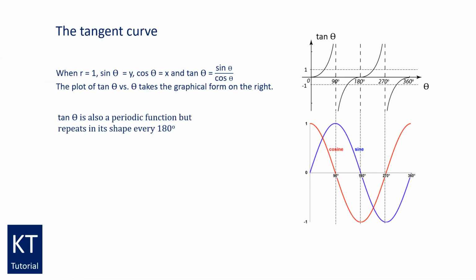To plot the tangent theta versus theta graph, this would be like plotting a sine theta over cos theta versus theta graph. So again, when r is 1, sine theta is y, cos theta is x, and tangent theta would be sine theta over cos theta. With that, the plot of tangent theta versus theta takes the graphical form on the right. Tangent theta is also a periodic function, but it repeats in its shape every 180 degrees.